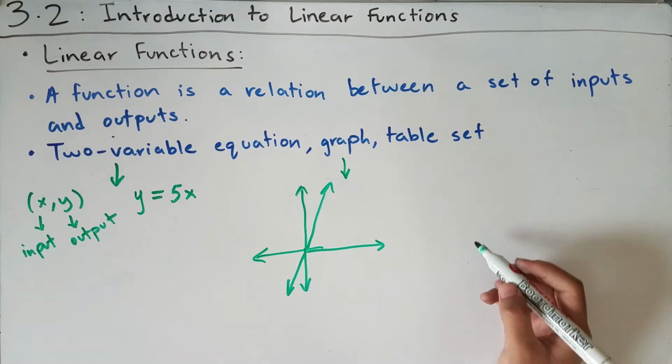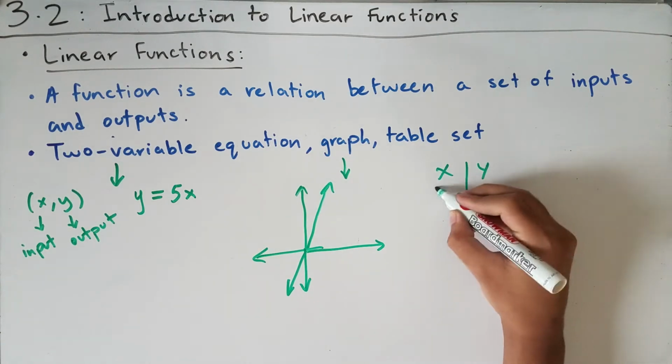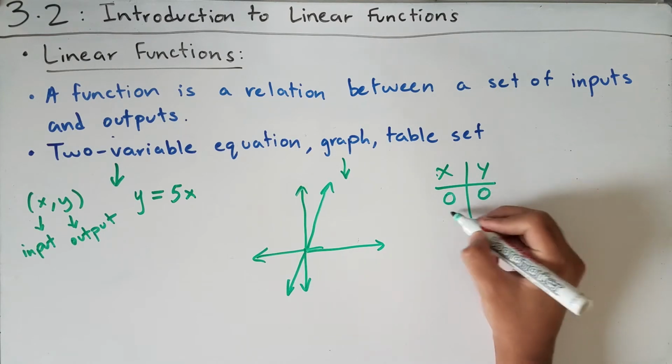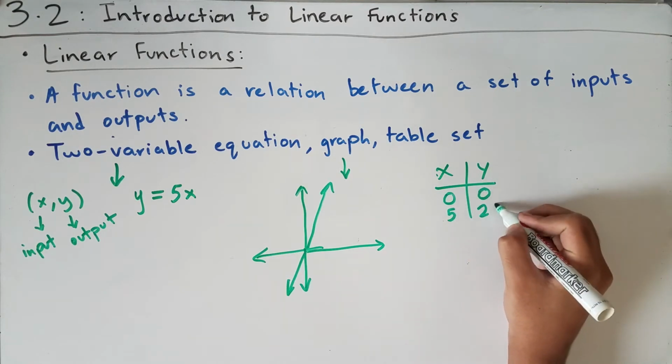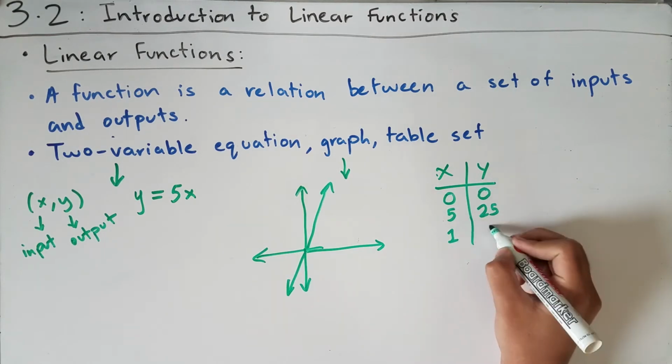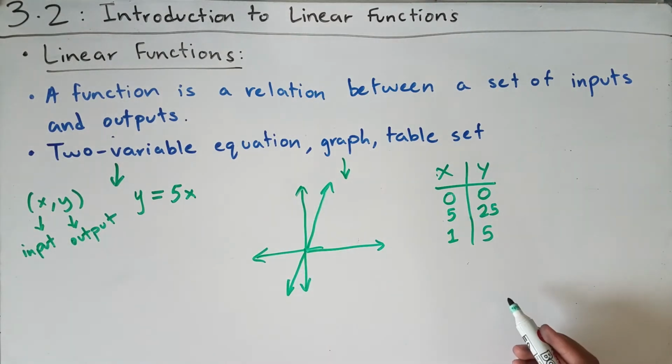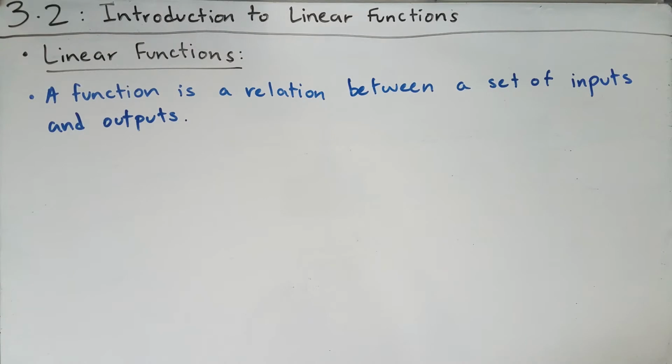Or you could get a table set, so you could have values of x and y, or the input and the output. So if you plug in 0, you get 0. If you plug in 5, you get 25. If you plug in 1, you get 5. So that's a table set for this function. And these are the many ways in which you can represent a function. But what's a linear function?